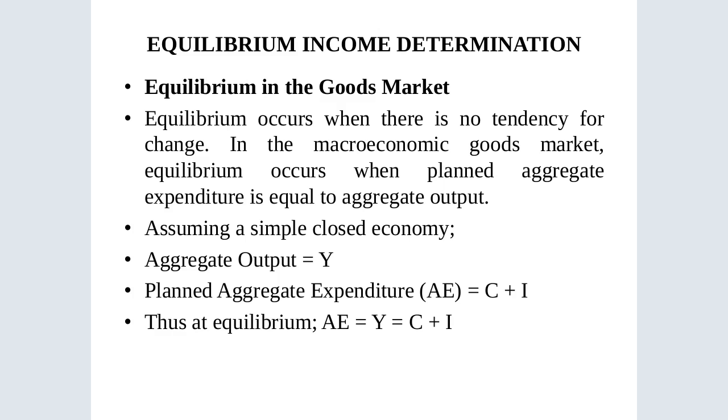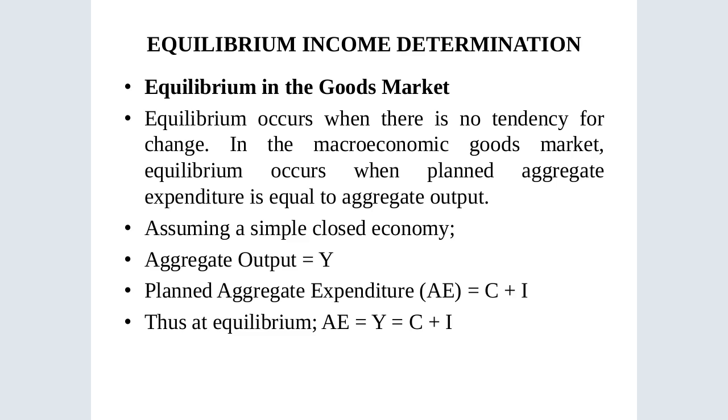Income determination. So how is the income determined in the economy? That is the equilibrium income. Now, we are going to analyze two markets. We want to look at the goods market first, and then we look at the capital markets or the money markets. Then we will see how the equilibrium income is determined.